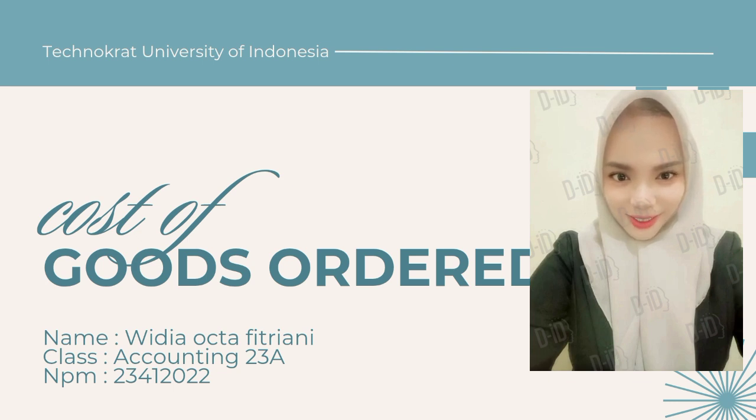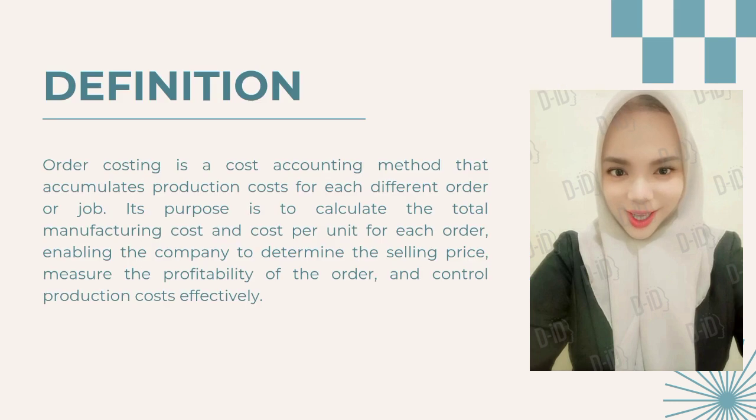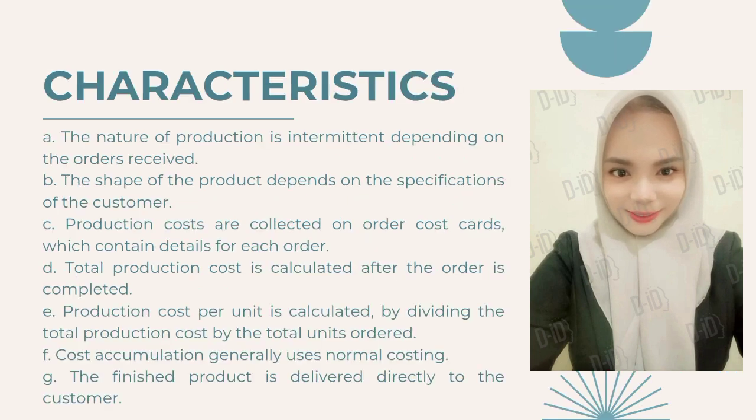In this video I will explain the material about the cost of goods ordered. Order costing is a cost accounting method that accumulates production costs for each different order or job. Its purpose is to calculate the total manufacturing cost and cost per unit for each order, enabling the company to determine the selling price, measure the profitability of the order, and control production costs effectively.